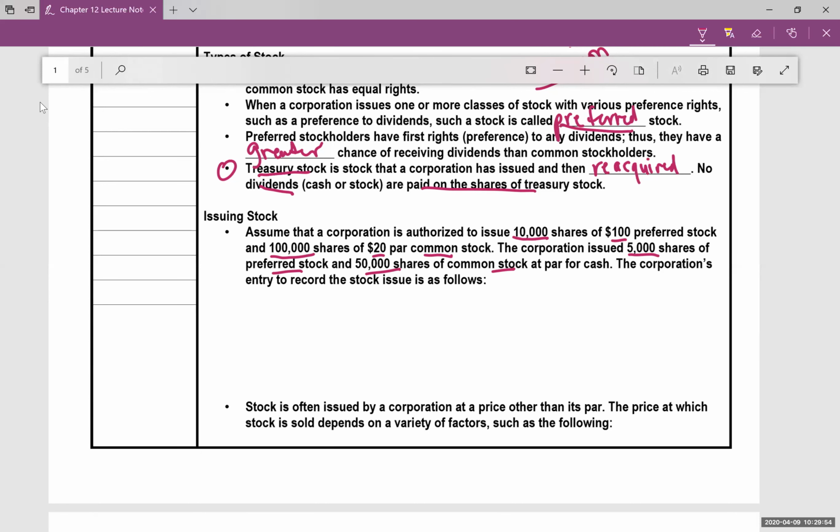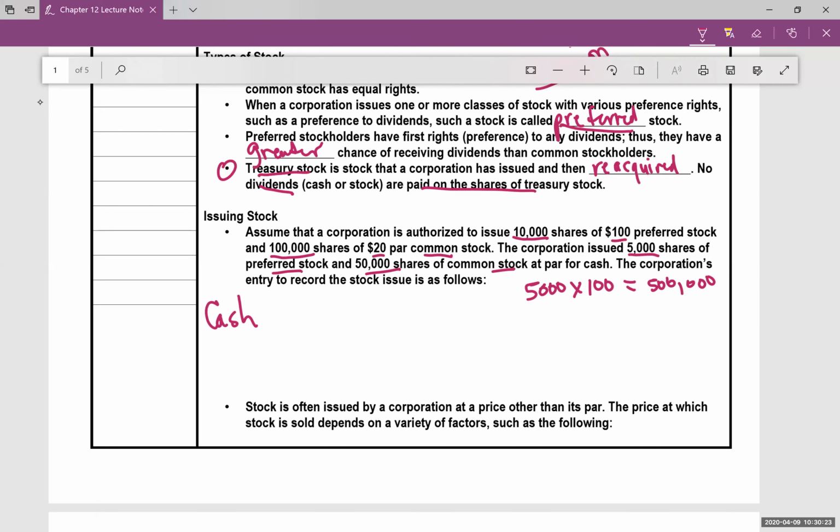Now notice when a company offers stock, the stockholders are buying it. So this is going to be an influx of cash. This is going to be a debit to cash. Okay, so we know it's going to be a big old debit to cash, and let's figure that out. We had the 5,000 shares of the preferred stock, and that was times 100. That's the preferred stock price. So that's 500,000.